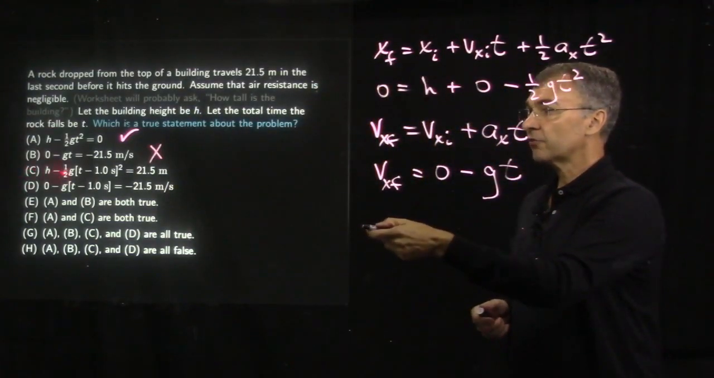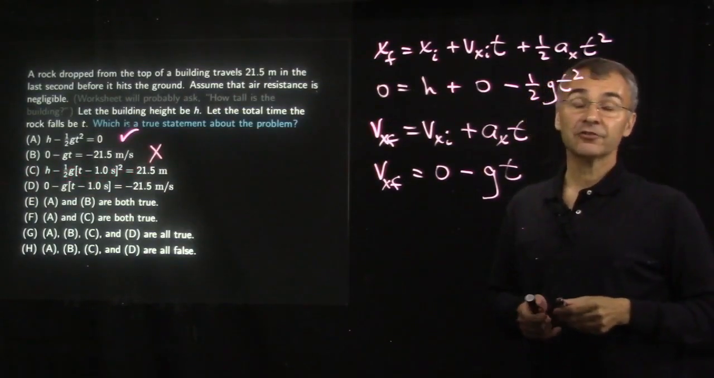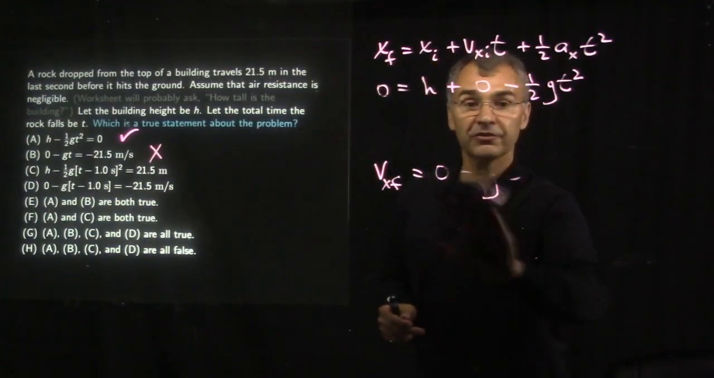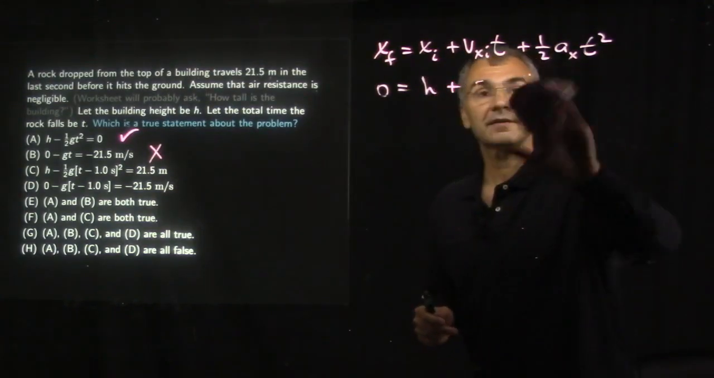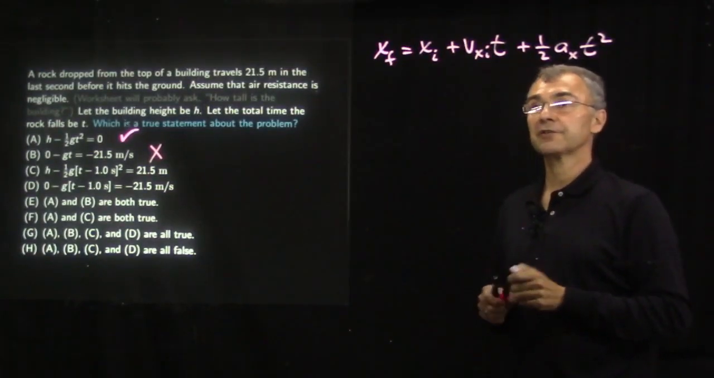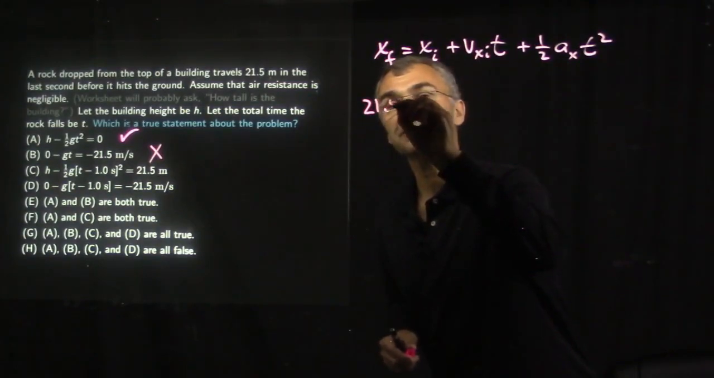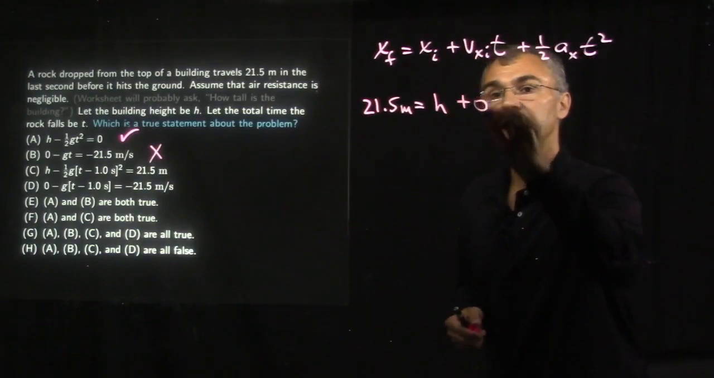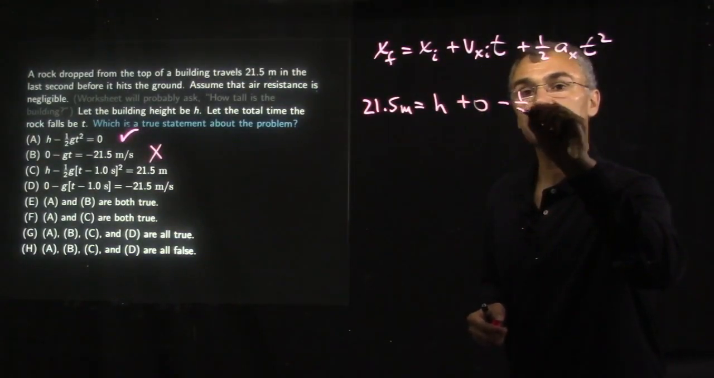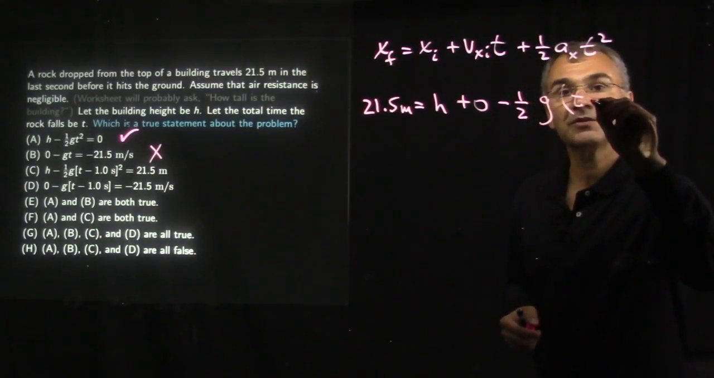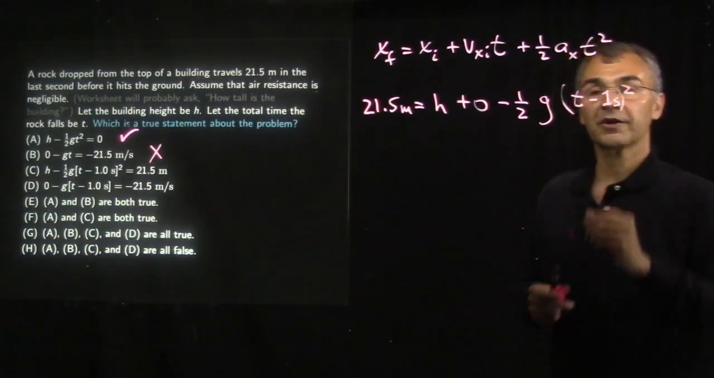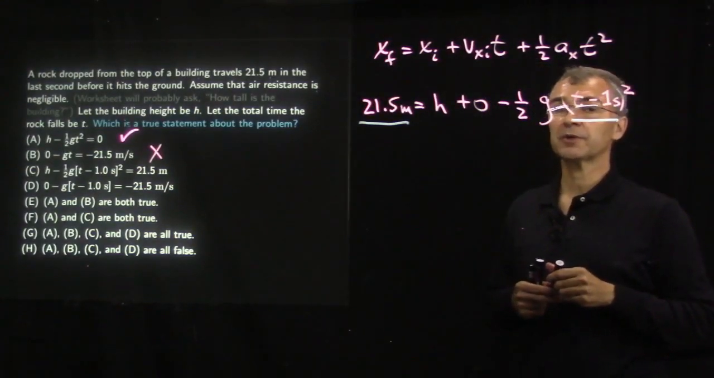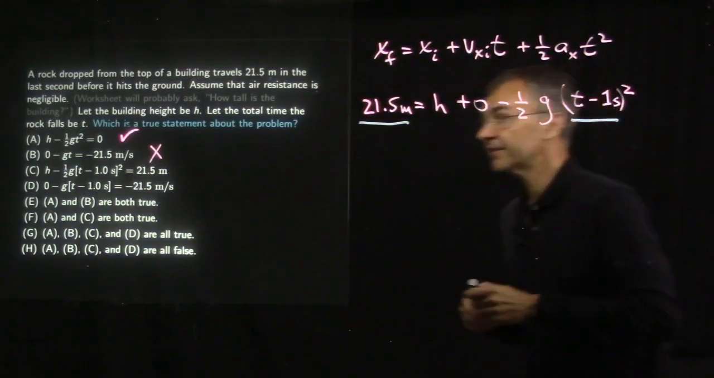Oh my goodness. h minus 1/2 g, t minus 1 second, all squared is 21.5 meters. I think that's true. What is this saying? Boy, this is really tricky. Let's plug in the time 1 second before it hits the ground. That's 21.5 meters, the height 1 second before it hits the ground. And it started out at h, with 0 velocity, and then minus 1/2 g times the time, which is t minus 1 second, squared. So we plugged in 1 second before it hits the ground, and we plugged in x equals 21.5 meters above the ground. That should be a true statement. So I think that's a true statement.